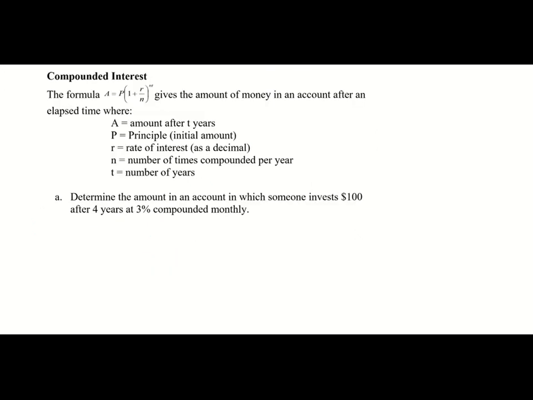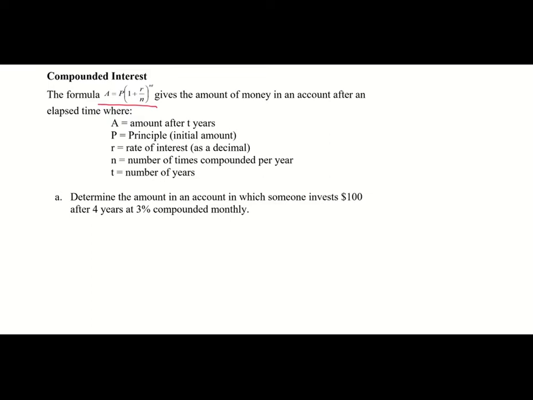So the next thing we're going to look at is a compounding interest formula. So the formula that's given here, A equals P times the quantity of 1 plus R divided by N, all raised to the NT power, gives the amount of money in an account after an elapsed amount of time. So if you have a savings account or an investment account that earns interest and it's compounded, this is the formula they use to figure out how much interest you should receive.